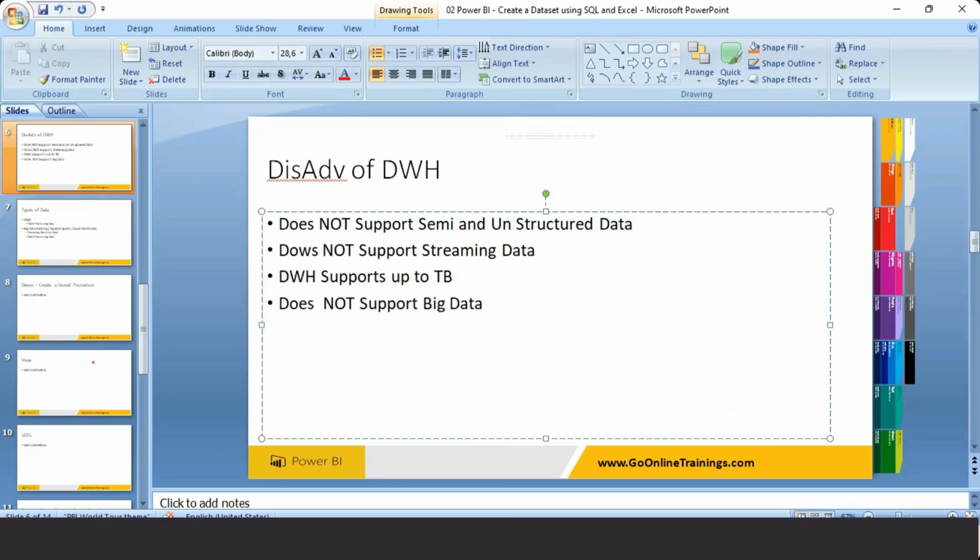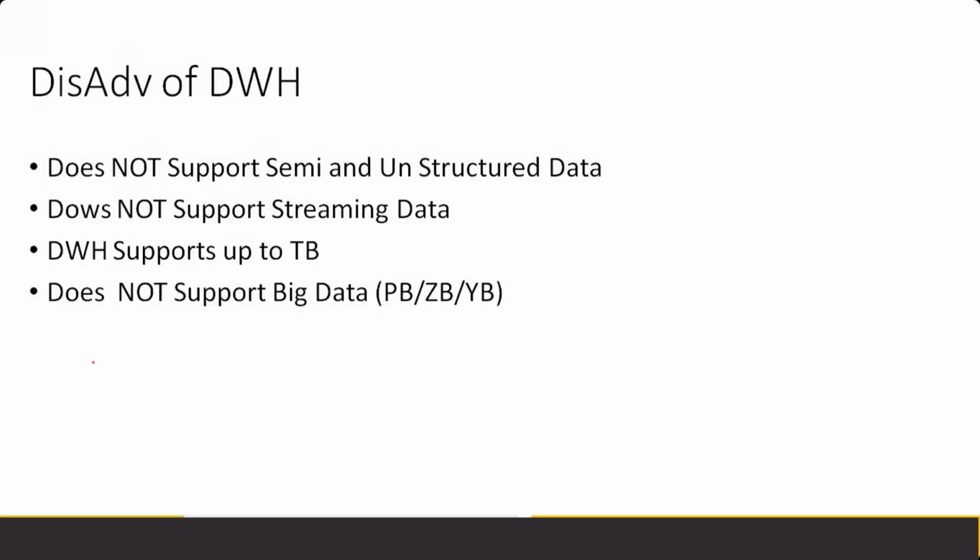Big data may be structured, unstructured, or semi-structured data, and the volume is going to be petabytes, zettabytes, and yottabytes of data. Your data warehousing is not going to handle this kind of data. So it does not support semi-structured or unstructured data, does not support streaming data. A data warehouse supports up to terabytes of data, and does not support big data.